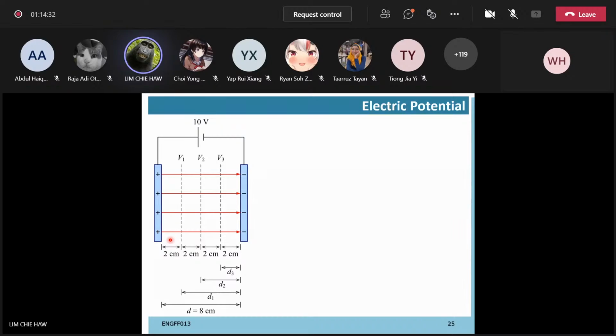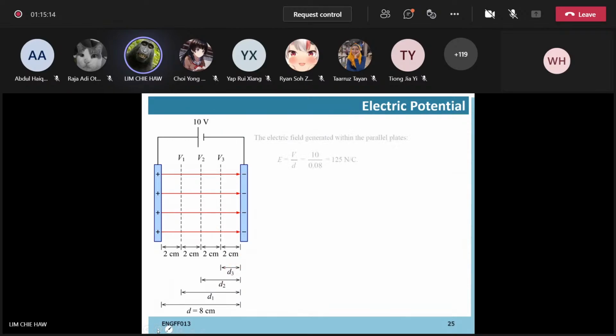Do you see that? For the first dotted line, it will be V1, the second dotted line V2, the third dotted line V3. And of course, the distances will be different. When we calculate the potential here, it always refers to the ground. So look at my distance here. I will put D1 for V1. V1 is at this location, so D1 is, if you do the math, 6 centimeters. D2, referring to V2, is 4 centimeters. And the last one, V3 to the negative plate, is 2 centimeters as well.